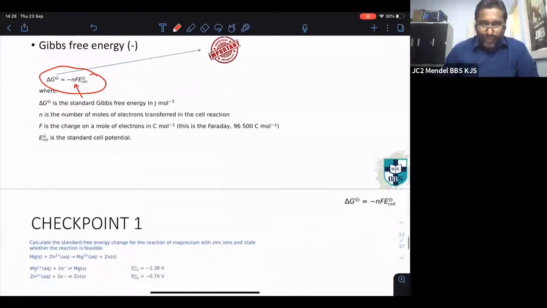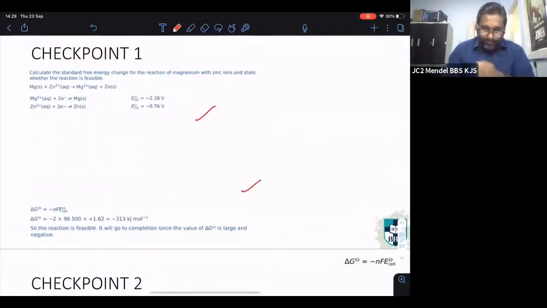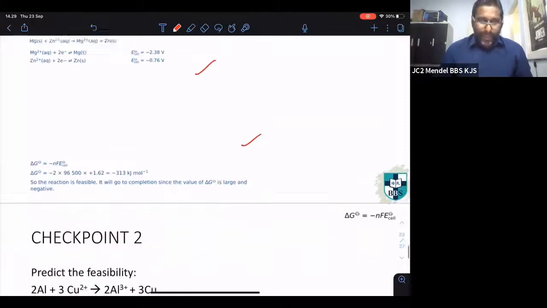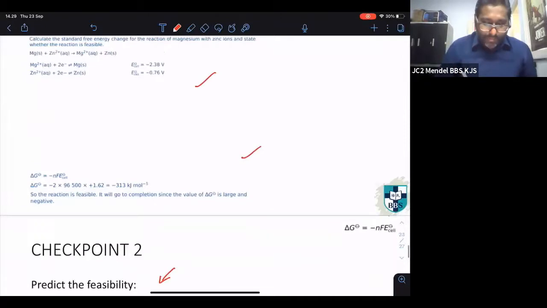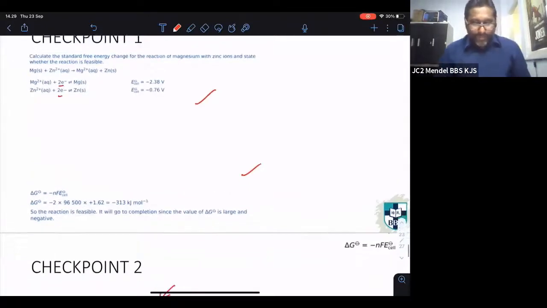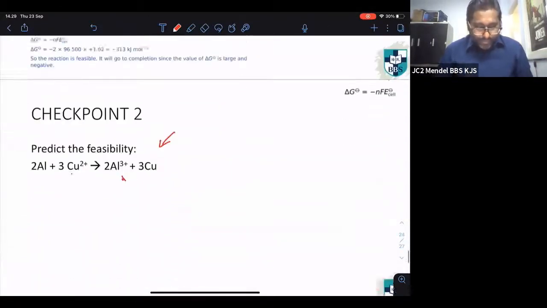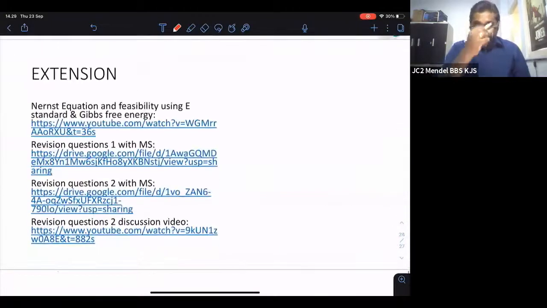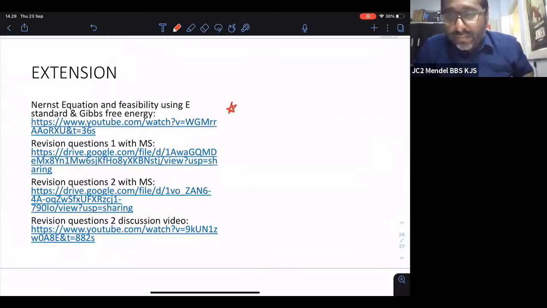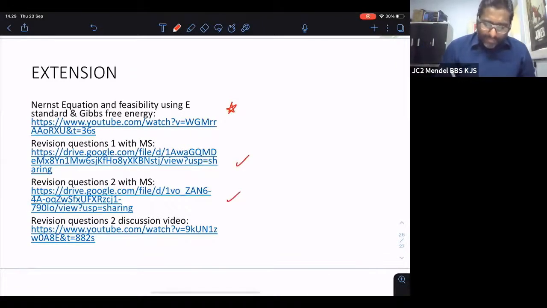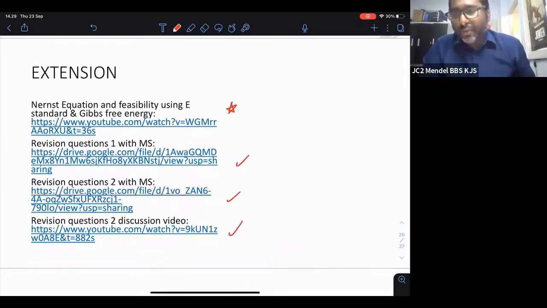If you look over here, you can try to solve this, and you can tell whether the reaction is feasible or not. And this is important, as I have shown you in the video, because the n is not always just 2 moles. n can also be 6. You can go through the extension over here, if you want to find out more, it's inside this video. The link is there, and there are some revision questions with the marking key, and some discussion as well. If you want to go through, you can.